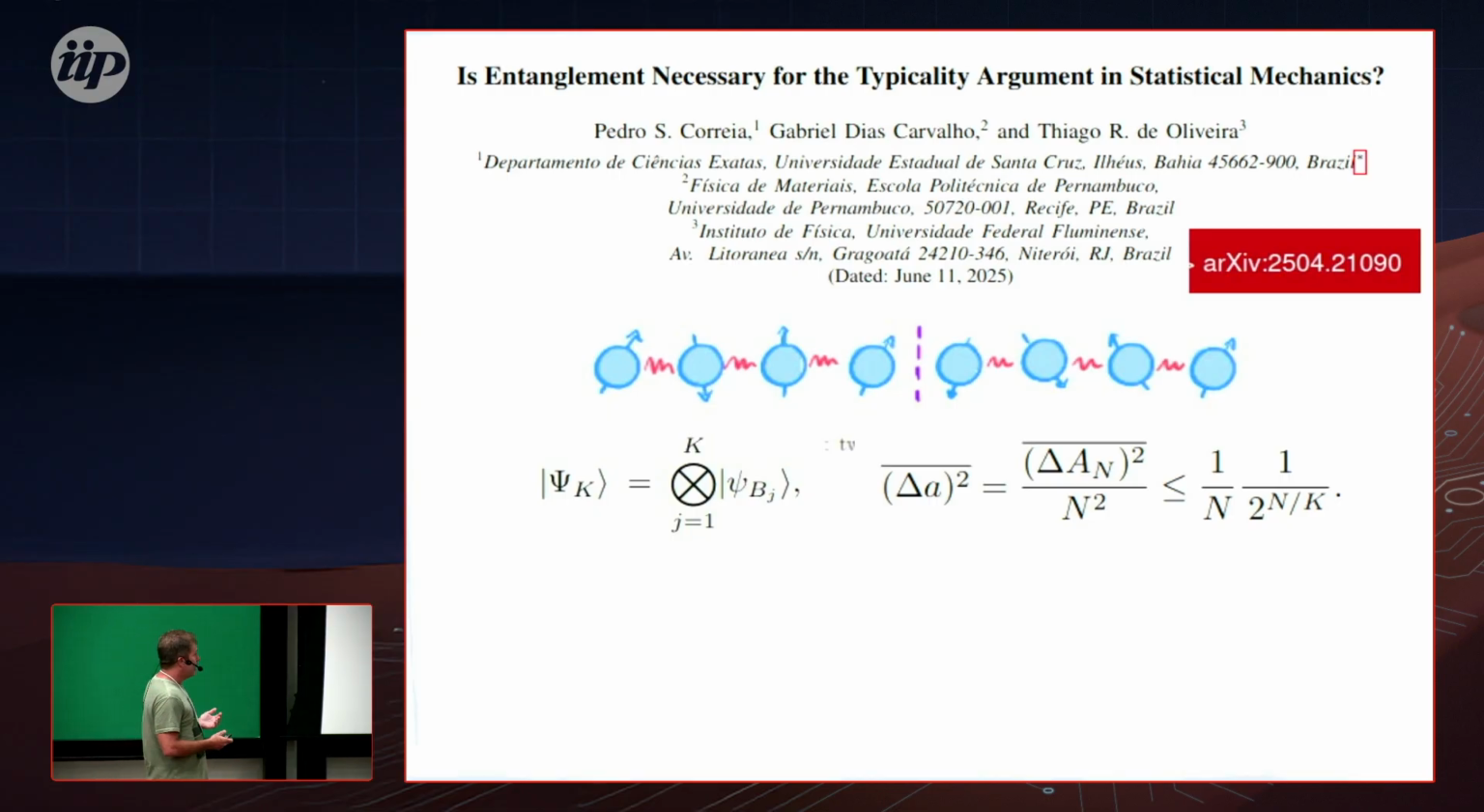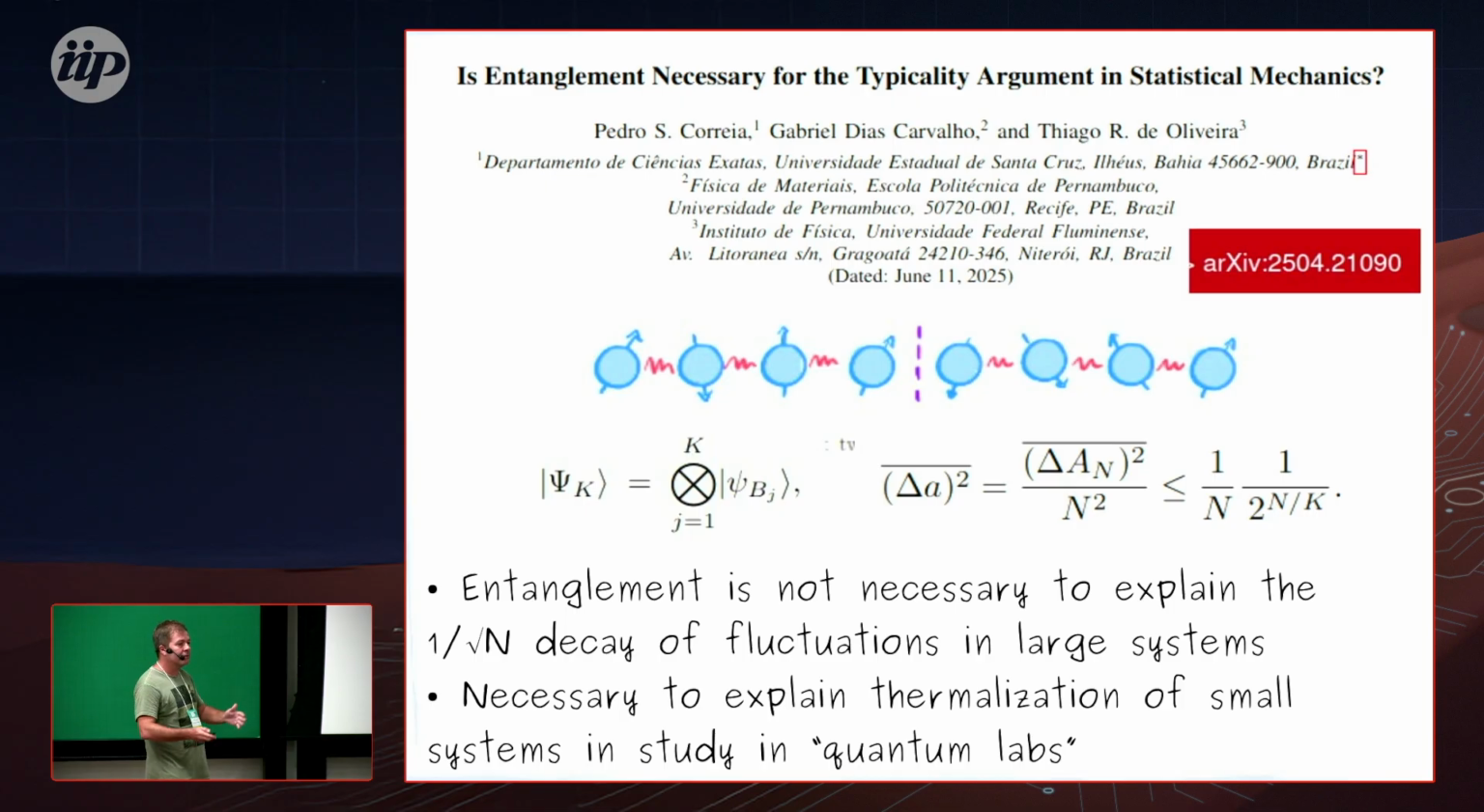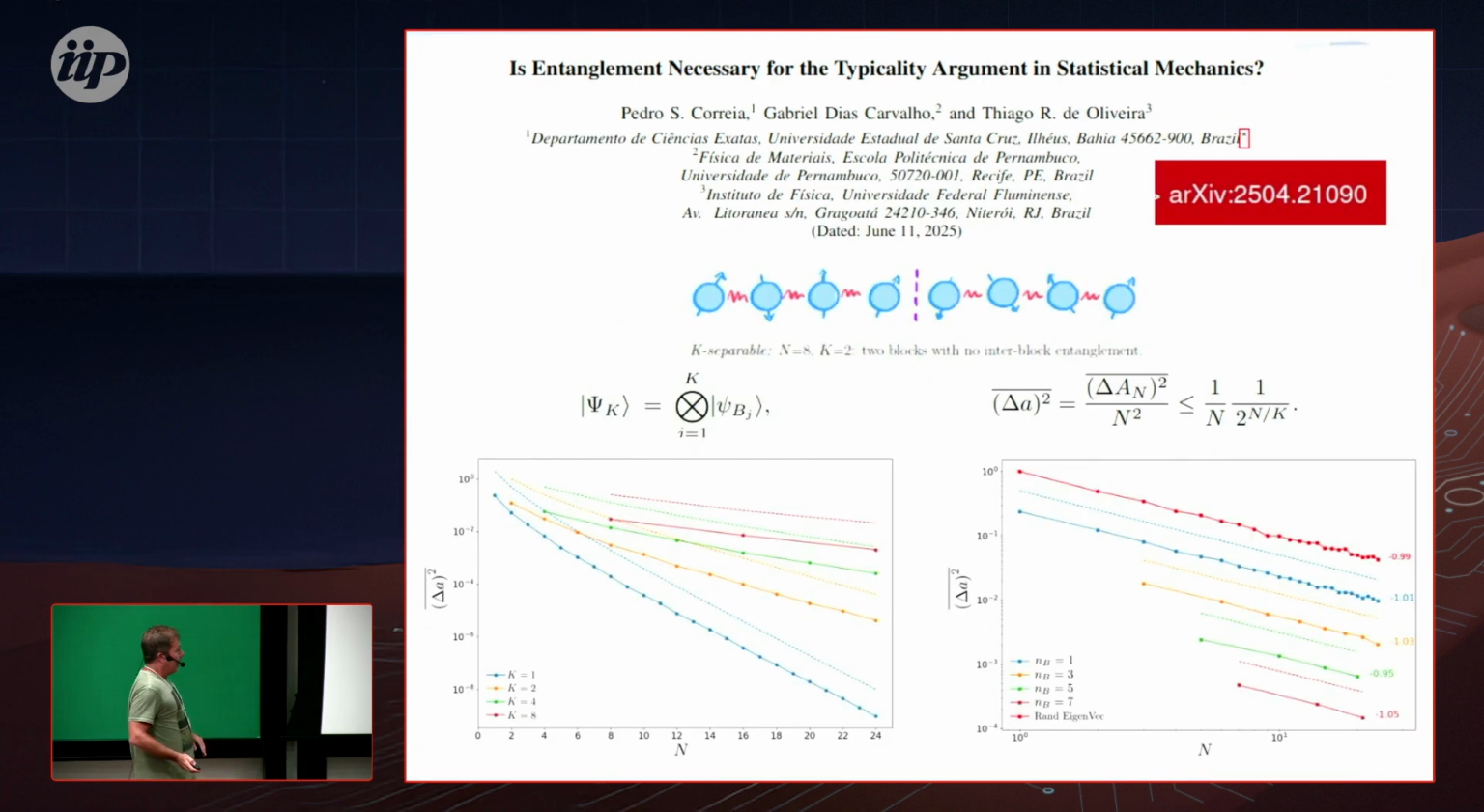So the idea is that entanglement is not needed to explain the macroscopic world we see, because you can already get this square root of n. But we know in our quantum labs, with ions, 10 ions, 50 ions, or Josephson junctions, you also have a lot of experiments where you have 10 ions, I make a quench, and I see this guy thermalizing and equilibrating. Why is that? To explain that, I need this exponential decay, and then I need entanglement. So entanglement is necessary to explain thermalization in small quantum systems, but not in the classical world.